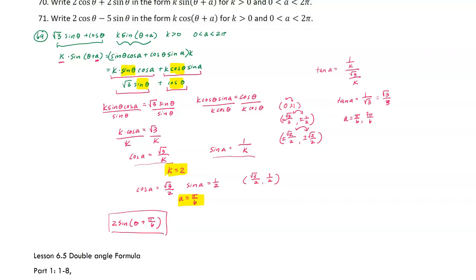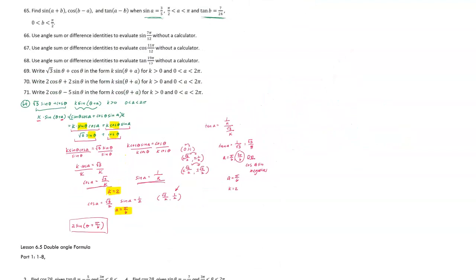Okay, but in that case, if it was 7 pi over 6, that's in quadrant 3, and that means my cosine and sine would both be negatives. But they're not, they're positives. Okay, so I can say that a is pi over 6, and then I know what k is because the terminal point is once again square root of 3 over 2 and 1/2. So therefore I know that k equals 2. Okay? Next, let's do number 70.